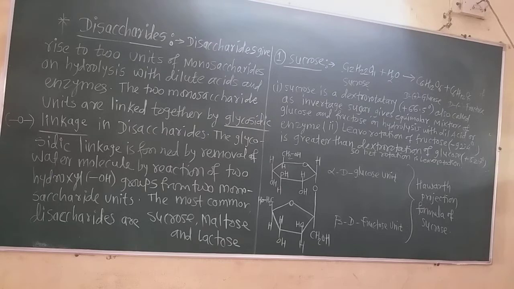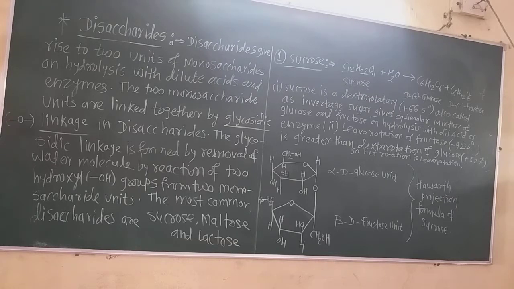Now what is the definition of disaccharides? Disaccharides are the sugars which on hydrolysis give 2 units of monosaccharides. The hydrolysis may be carried out by dilute acids or enzymes. So the saccharides which on hydrolysis with dilute acids or enzymes give 2 units of monosaccharides such as glucose, fructose, etc.